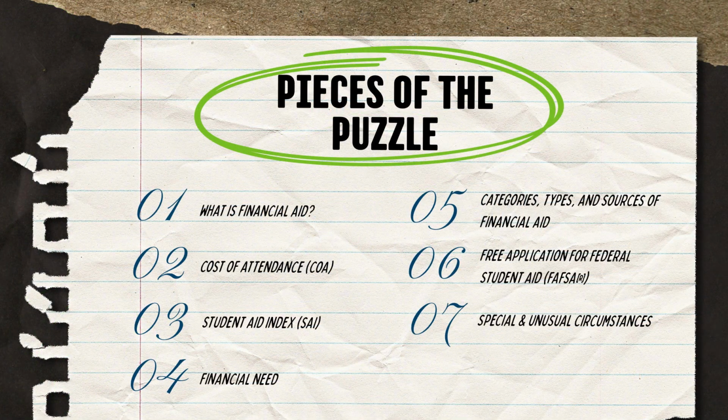Understand that the financial aid process can feel like a confusing puzzle, so we'll go through all the pieces. 1. What is financial aid? 2. Cost of attendance, which is COA. 3. The Student Aid Index, which is SAI. 4. Financial need. 5. Categories, types, and sources of financial aid. 6. Free Application for Federal Student Aid, which is the FAFSA. And 7. Special and unusual circumstances.